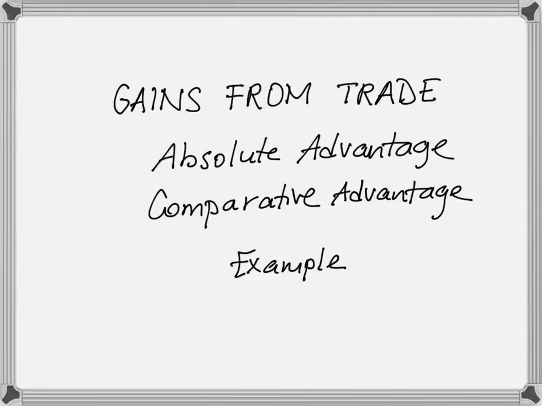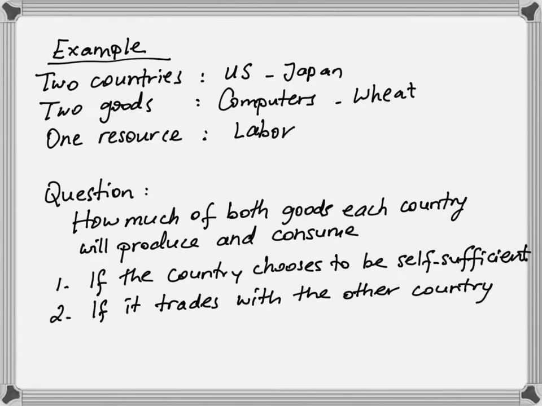I will explain the gains from trade, the concepts of absolute advantage and comparative advantage using this example. We will make assumptions to make things simple, and in this simple world we have two countries. We have the United States and Japan, and there are only two goods produced in these countries: computers and wheat.